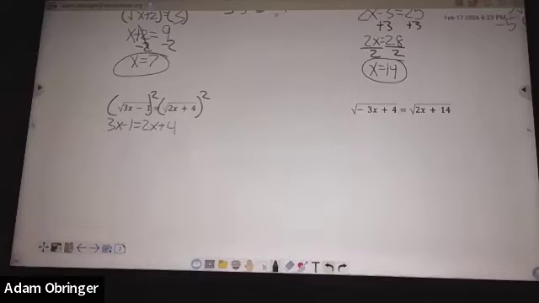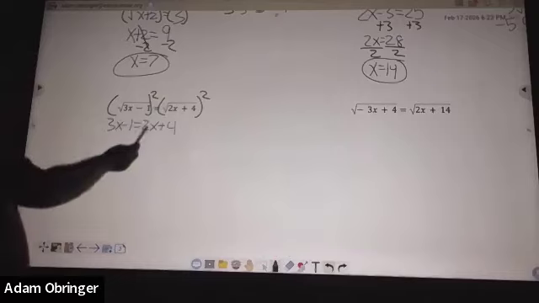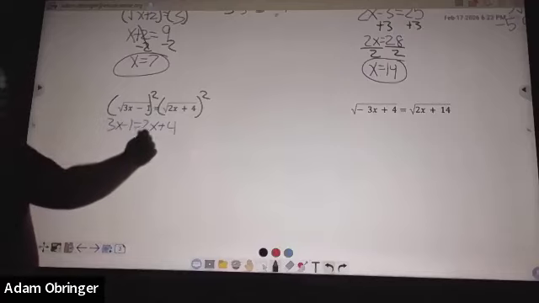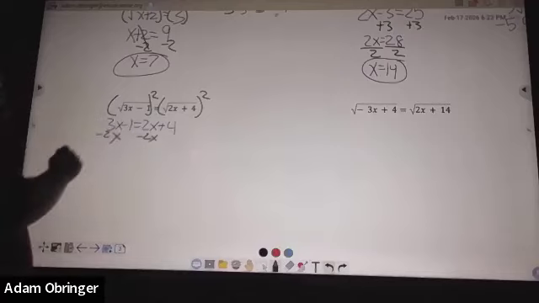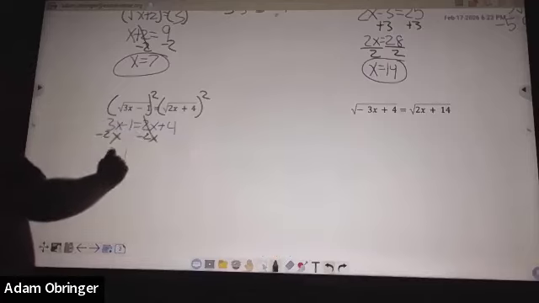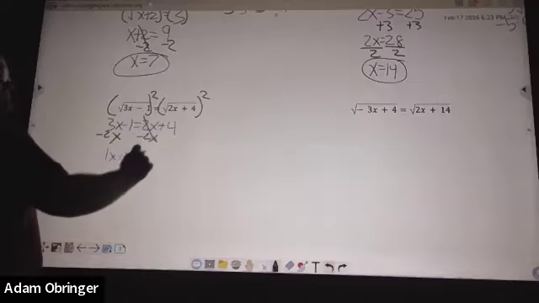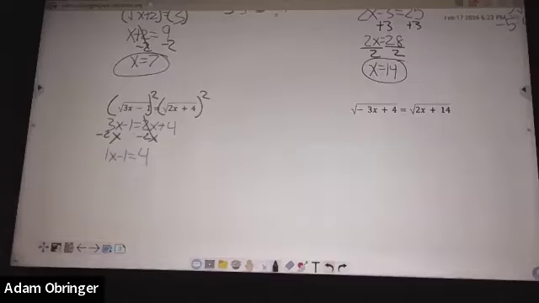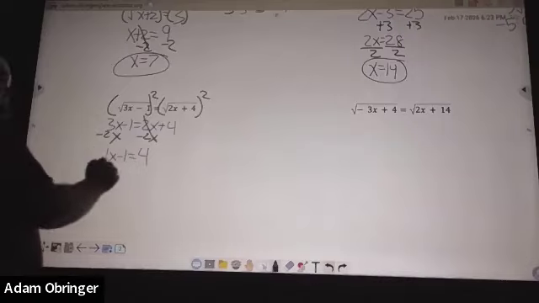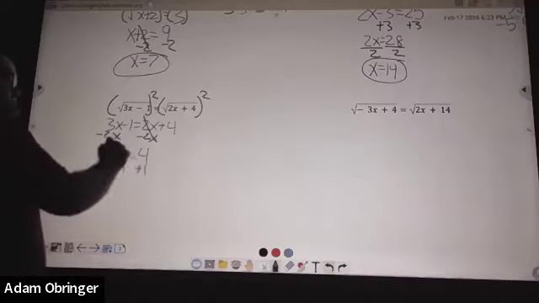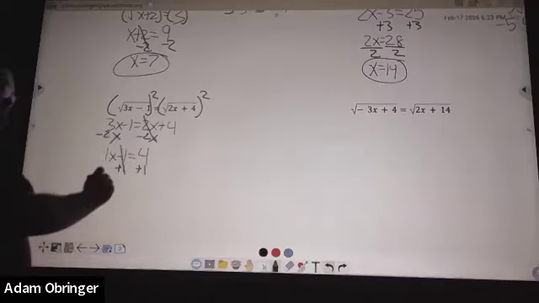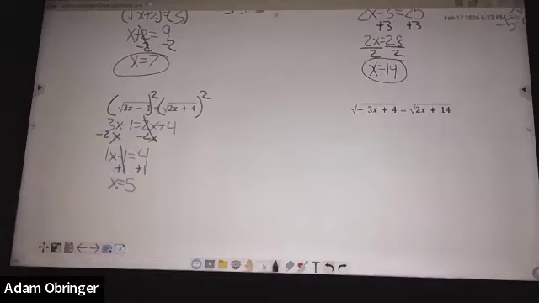We need to get like terms together. I've got a 2x and a 3x, so I'm going to minus 2x from both sides. Cancel that. 3x minus 2x is a 1x. Minus 1 equals 4. Our next like terms are the negative 1 and the 4. So if I add 1 to both sides, I get 1x, which is just x, equals 5.